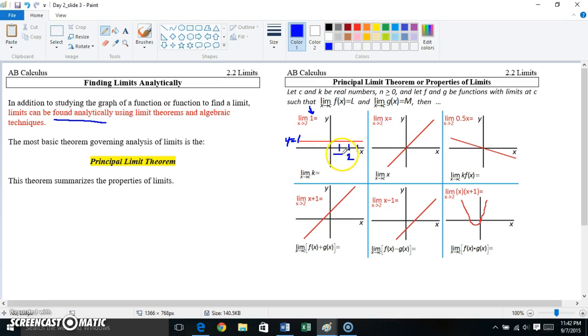So as you approach 2 from the left or 2 from the right, it doesn't matter where you are, you're always going to be on the y value of 1. I can have it as x approaches 7 or x approaches -5. The limit will be 1. So this is a constant function. And so if we look at it in general, the limit of a constant k as x approaches any c value is going to be the constant.